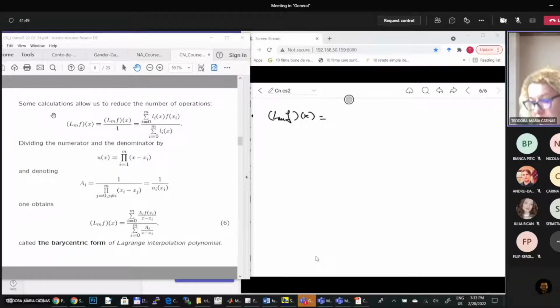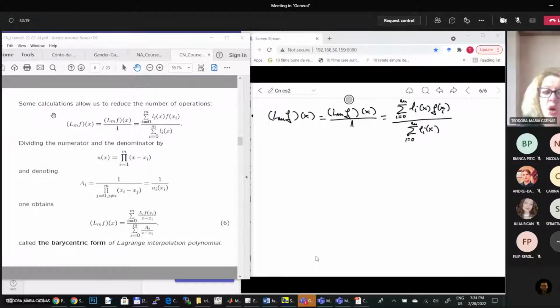We have the Lagrange polynomial, and we write it like this: L_m f of x is L_m f of x divided by 1. And it is easily checked that the sum of the L_i is 1. So this 1 will be the sum of L_i, the sum of fundamental polynomials. We divide the numerator and denominator by u of x. We denote by a_i, 1 over u_i of x_i.